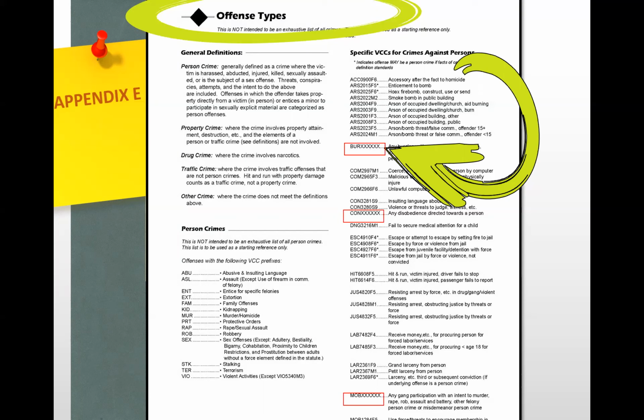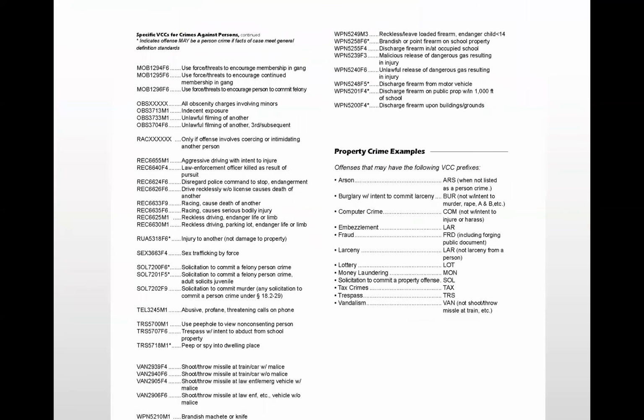So a great example are burglaries. Most burglaries are going to be considered property crimes, but if there's a companion charge, let's say of an assault and battery, then we know the intent of the burglary was to commit assault and battery. Therefore, this burglary is going to be considered a person crime. Again, there's a continuation of other specific VCCs for crimes against a person.